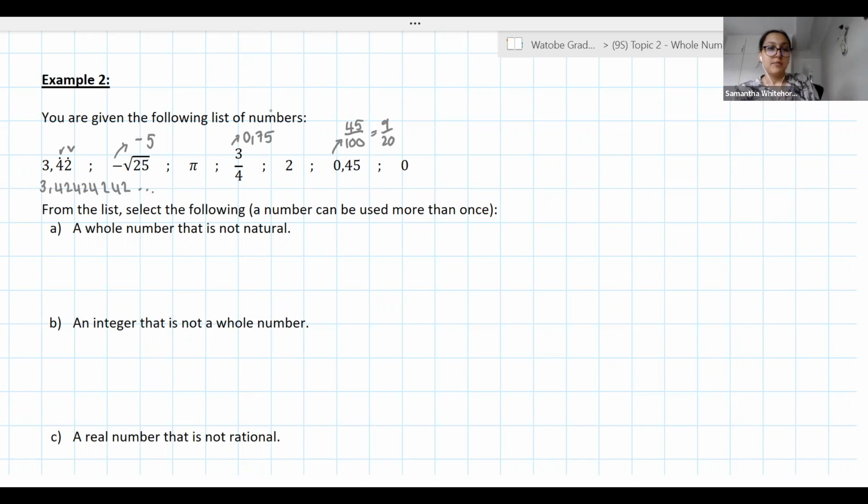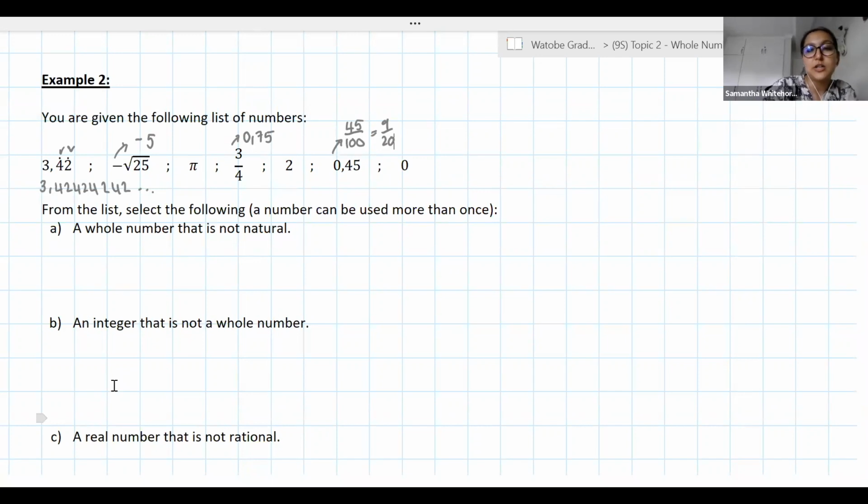From that whole list of numbers, I want you to tell me which of those numbers is a whole number that is not a natural number. So a whole number that is not a natural number. Oratile, tell me. Ma'am, is it 0?